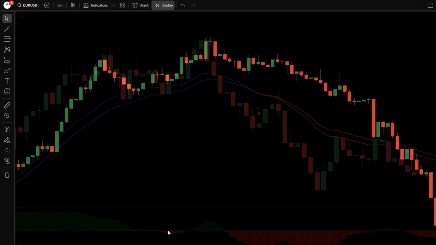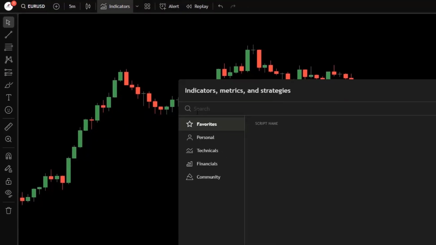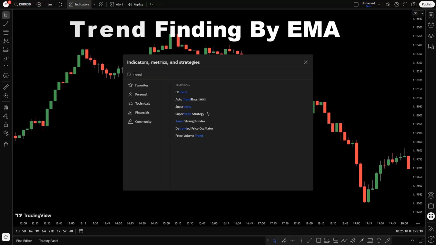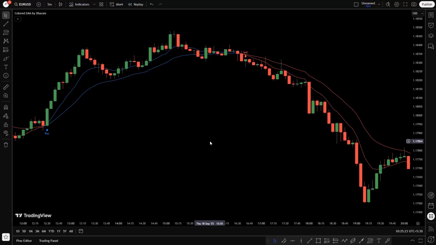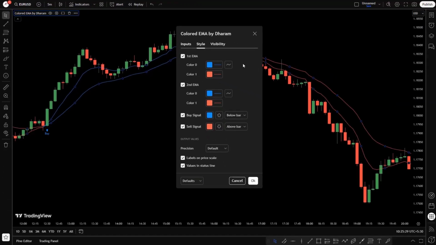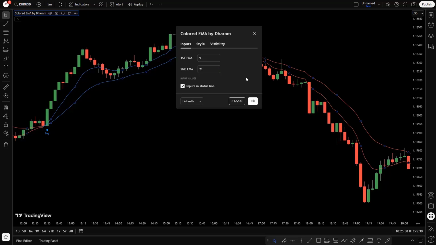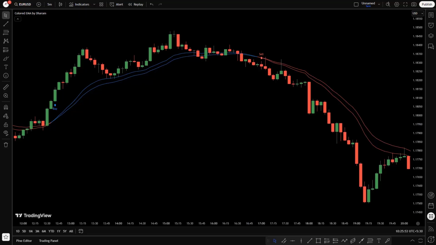So let's get started. First, click on the Indicators tab. Search for Trend Finding by EMA in the search box. Add this indicator to the chart. Click on the settings icon for this Trend Finding by EMA indicator. Tap Inputs. Change the first EMA from 9 to 18. Change the second EMA from 21 to 23. Click OK.